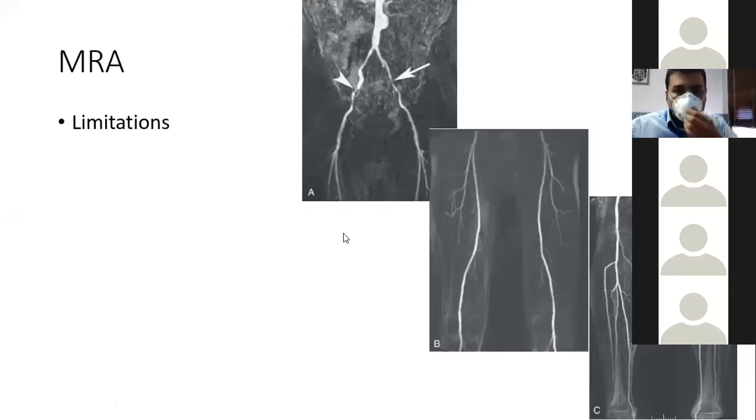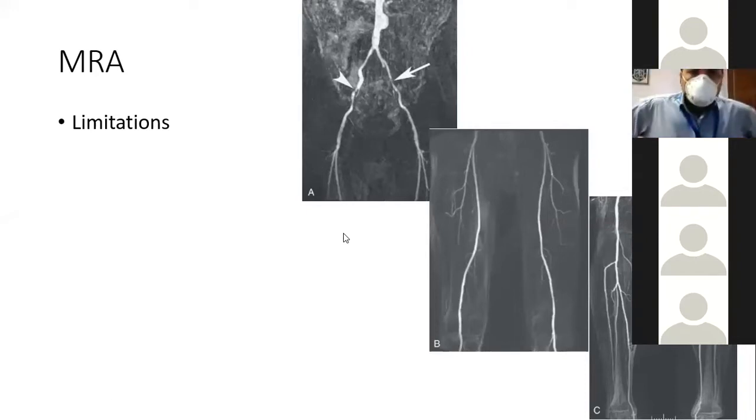So we have other imaging, which is MRA, magnetic resonance angiography. I know it is also non-invasive. It is a very good modality. Is there any limitation which comes to your mind of using MRA in diabetic patients?